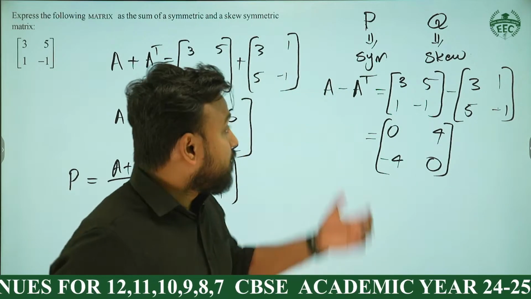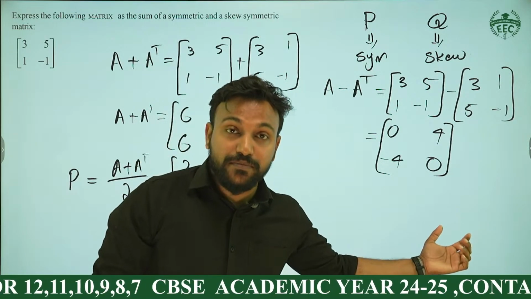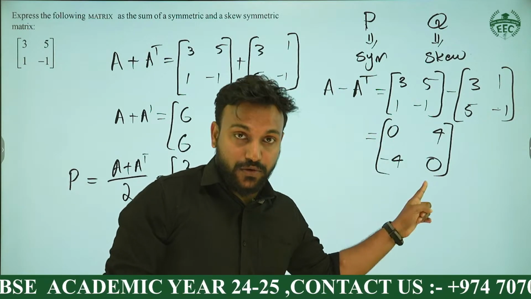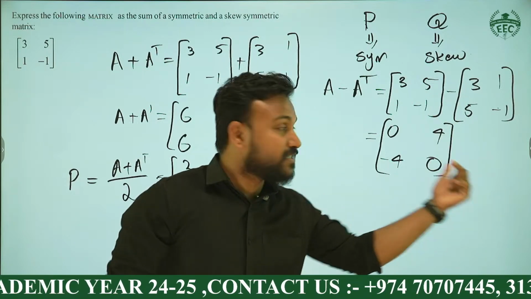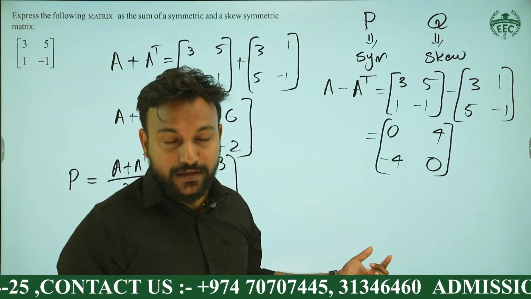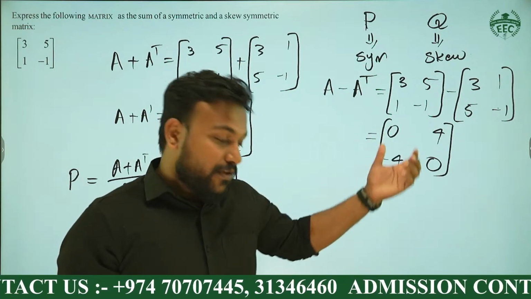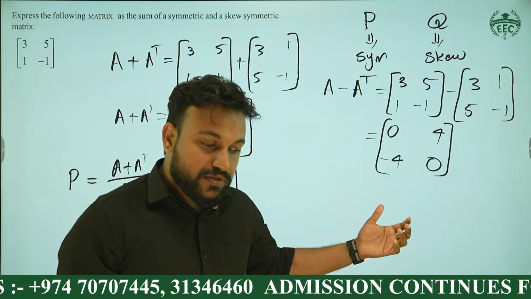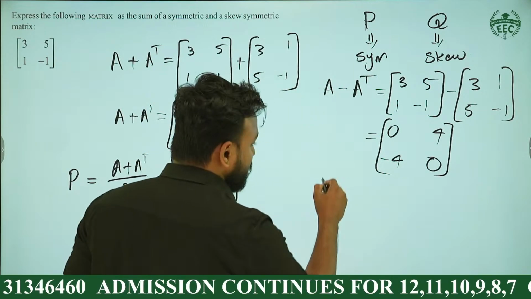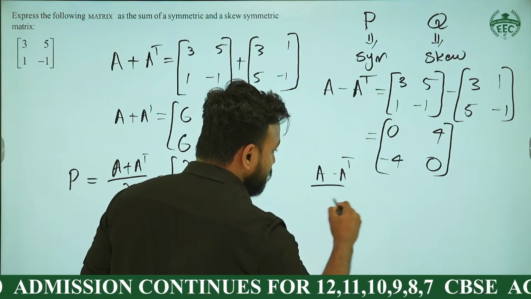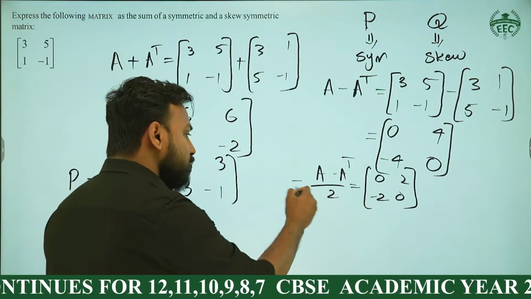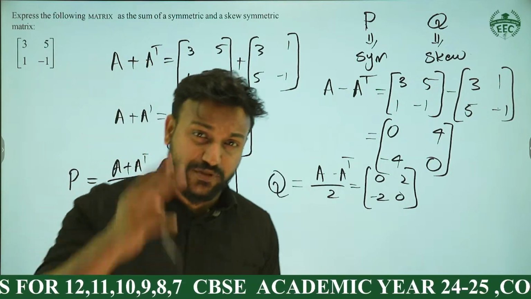I said before, the diagonal elements of a skew symmetric matrix will be 0. So here you can find the diagonal elements are 0. And if you take the transpose of this matrix, this 4 becomes negative and this negative 4 becomes positive. When you find the transpose, if you get the negative of the given matrix, then it is skew symmetric. So I'm going to find half of this matrix, that is A minus A transpose by 2. What you will get? 0, 2, minus 2, 0. This is also a skew symmetric matrix, and I'm going to call it Q. Now we have two matrices.